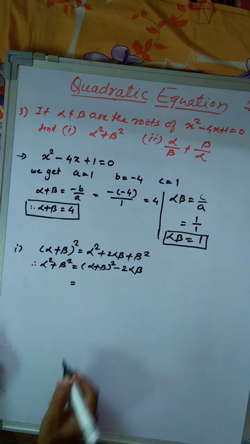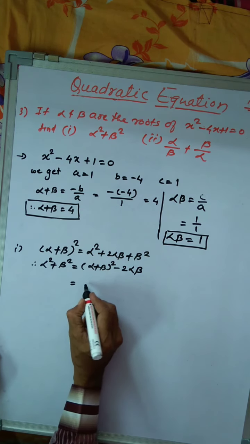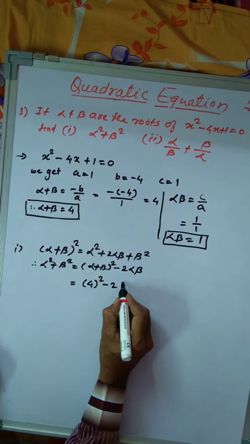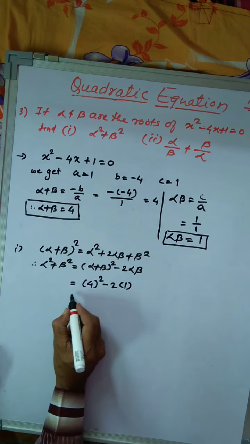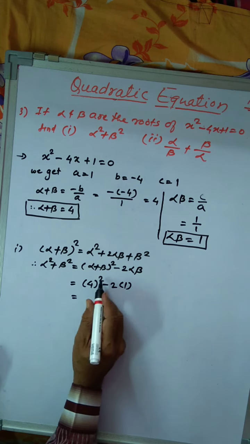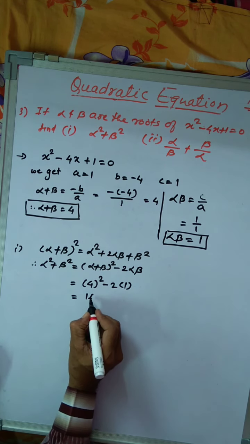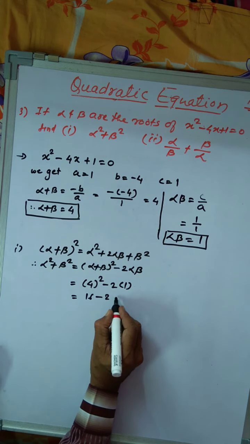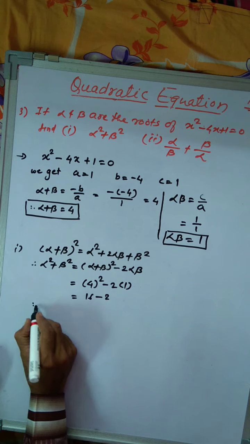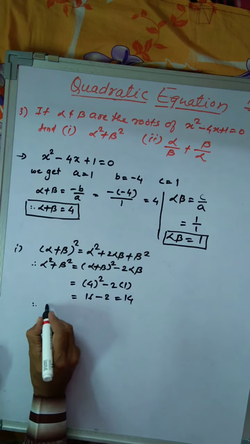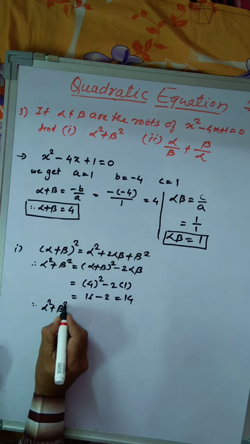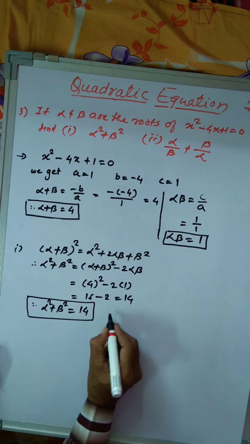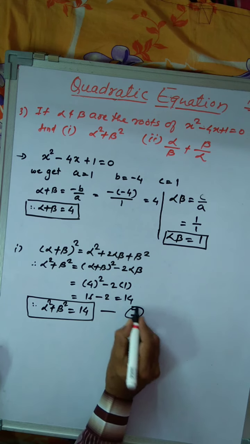Now substitute these values here. Alpha plus beta is 4, so 4 bracket square minus 2 into alpha into beta, which is 1. And hence we get the square of 4 is 16 minus 2, which is 14. Hence alpha square plus beta square is equal to 14. This is equation number 1.